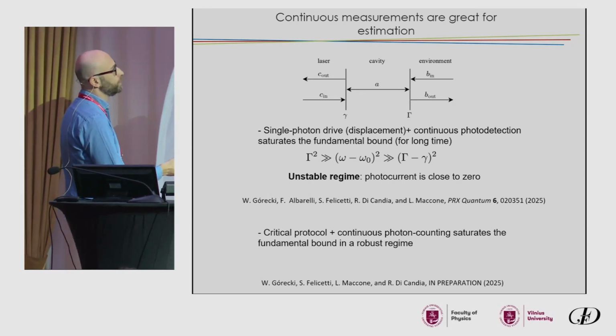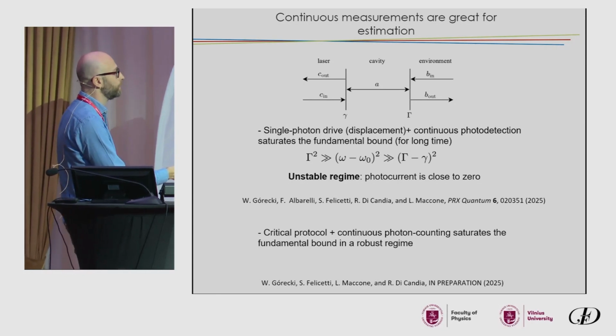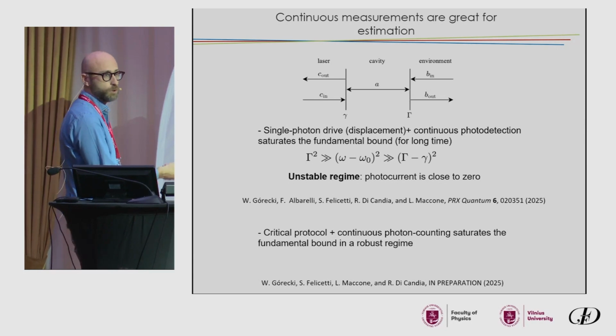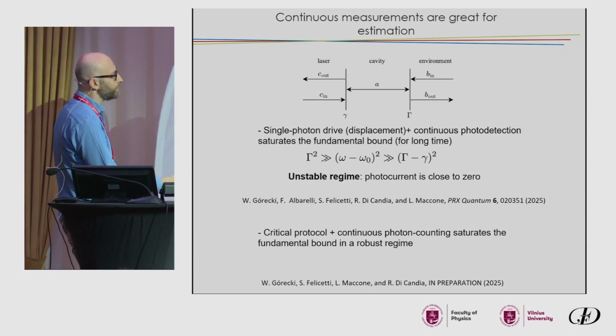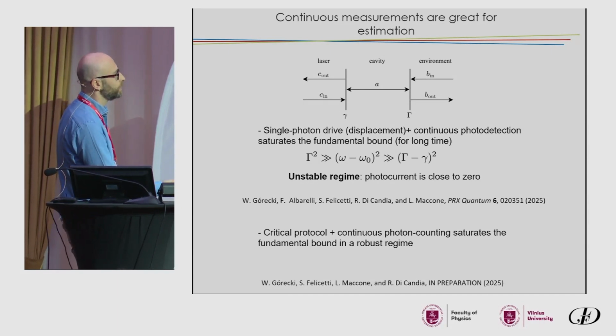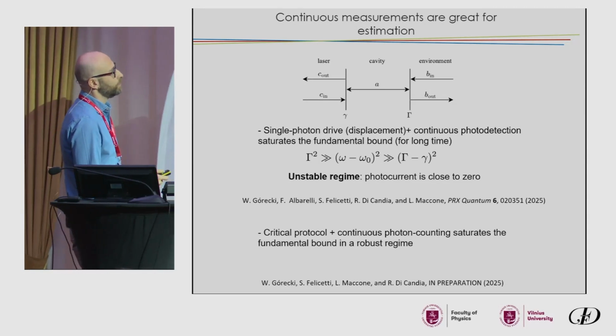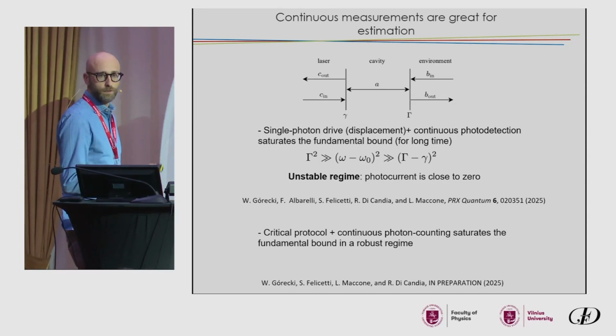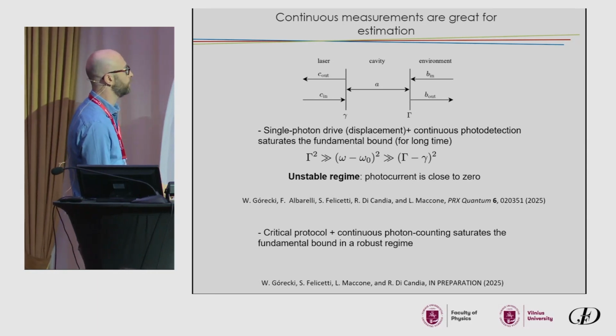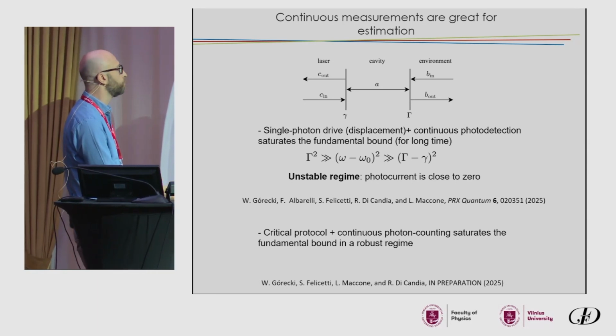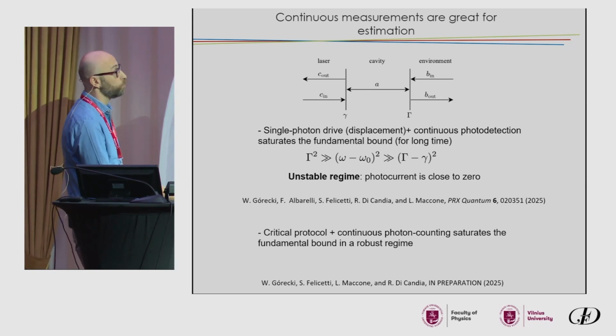So basically, the only quantum feature of this protocol is the photodetection. You don't need squeezing or anything. The bad point of this protocol is that it's very unstable. In this regime the photon current is basically 0, so if you have a very slight bias on some parameter, it does very badly. And what we discovered later is that the critical protocol also saturates the bounds with continuous measurement.